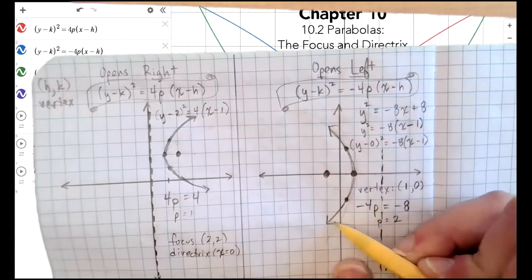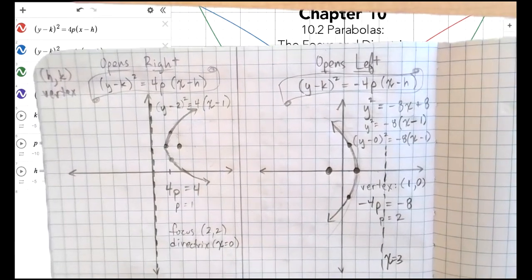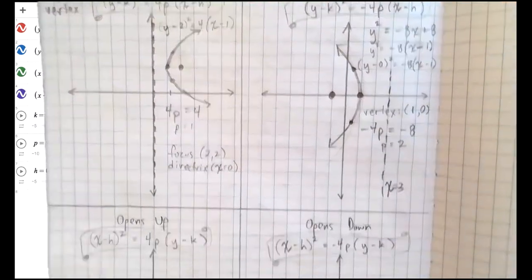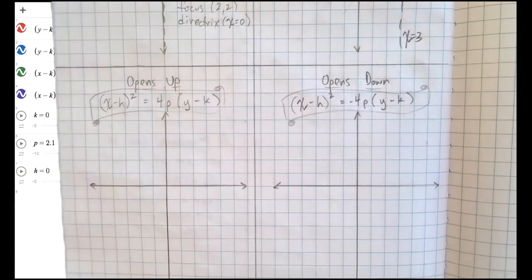So that one goes that way. That's kind of nice. Let's look at the opens up, opens down. So hey, let's do this one backwards. Can you find the formulas given the parabolas? You do more of this in Delta Math than anything.